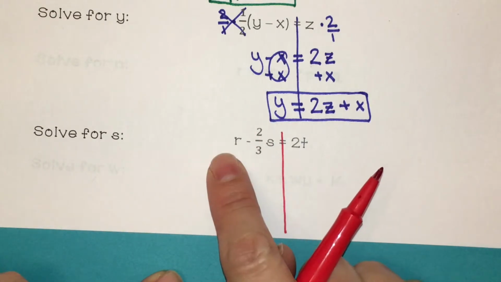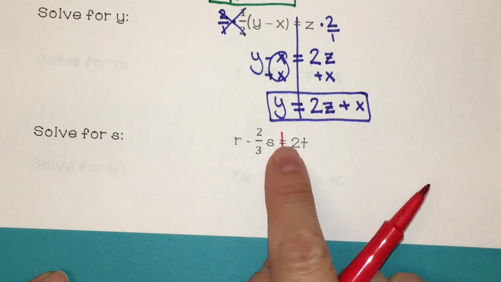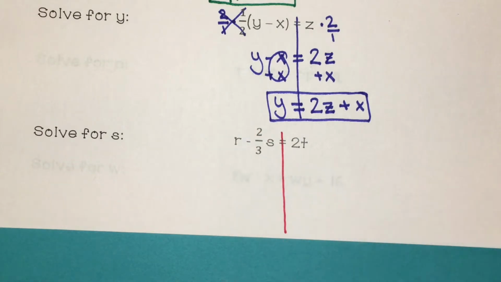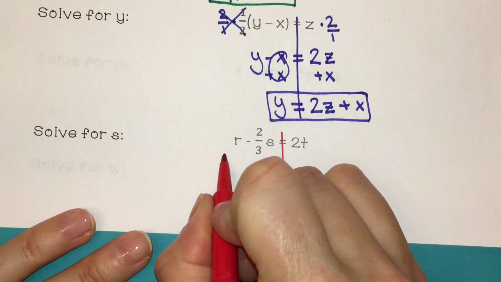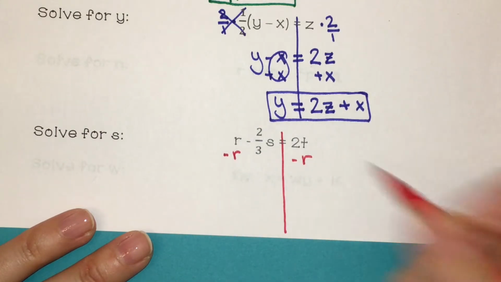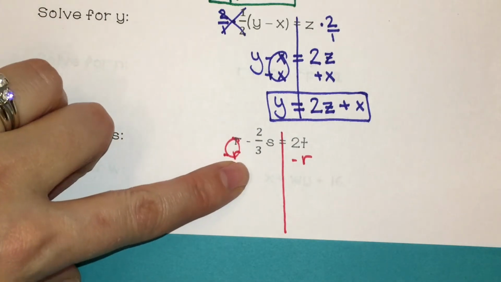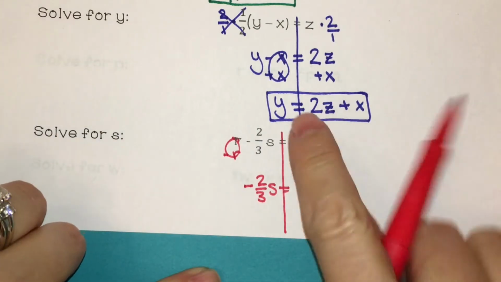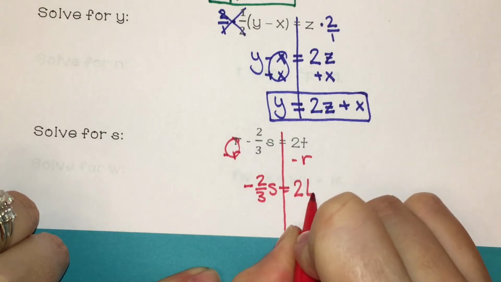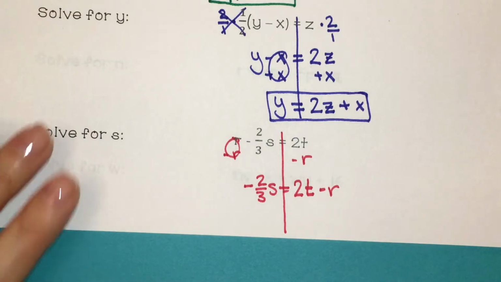So I'm going to get rid of the r first. Because we have r minus 2/3 s, I can get rid of it by doing my addition or subtraction. So I have to look at it. It is a positive r. Opposite of positive r is negative. So I'm going to subtract r from both sides to make it go away. R minus r is 0. Don't forget that minus stays in front of the 2/3 s, and so it's now written negative 2/3 s equals 2t minus r. I cannot combine these because t and r are different, so you just leave it as 2t minus r.